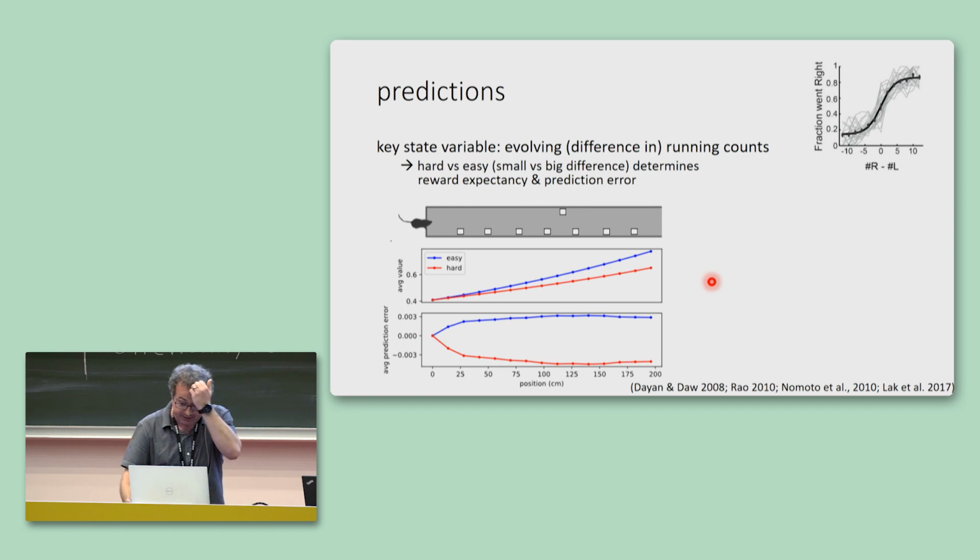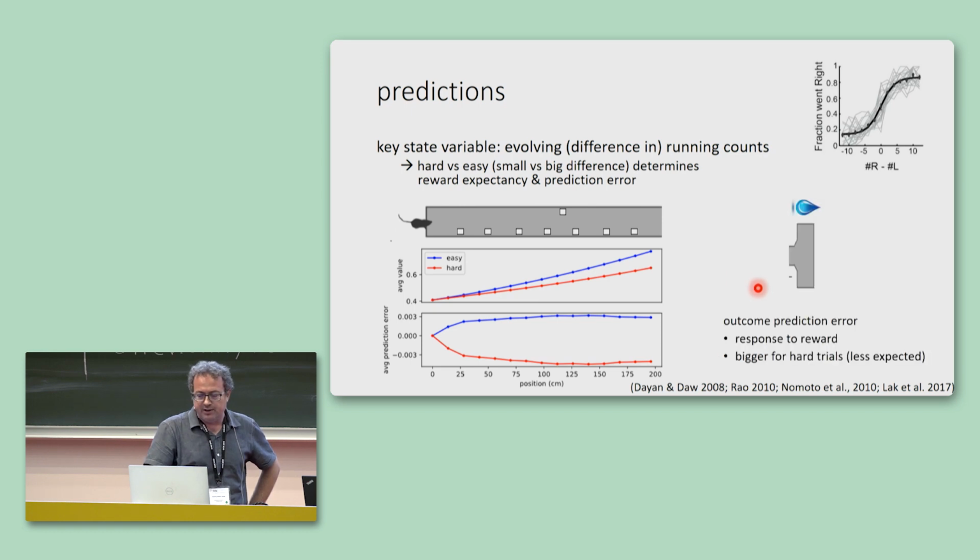Okay, so the key to this is that everything comes down to just counting this one number, right? The difference in counts. And that really is what we think the dopamine neuron should care about and should drive the prediction errors. And then one more thing, at the end of the trial, when the animal turns left or right, we see this classic prediction error. You get a response to reward versus non-reward, modulated by how surprising that reward is. So in particular, on hard trials where the animal was less certain to get the reward, you're going to see a bigger response to reward relative to non-reward.